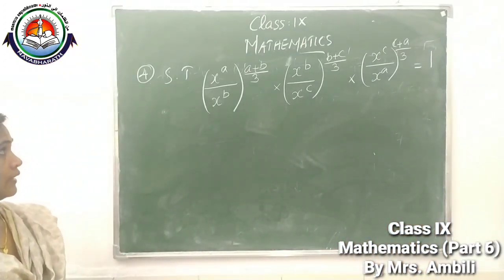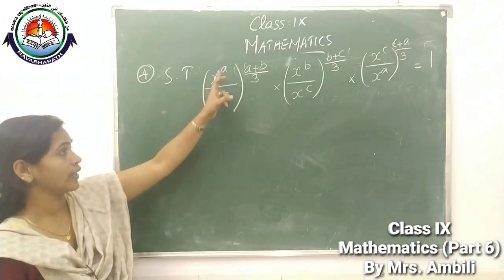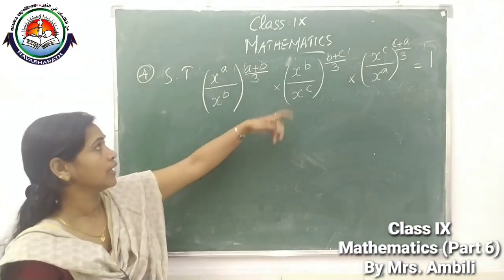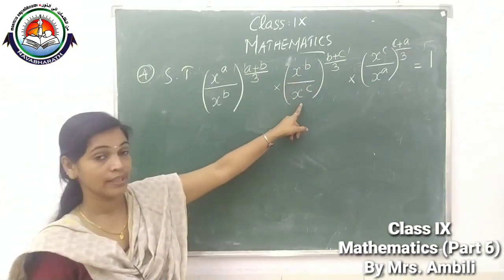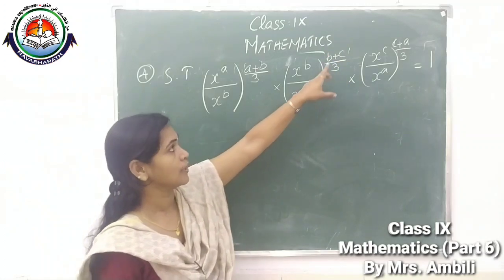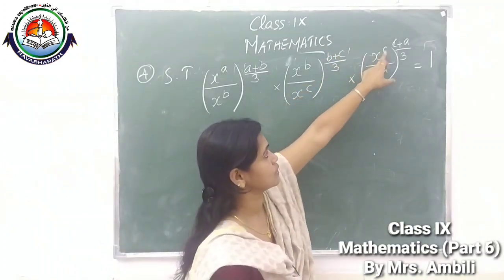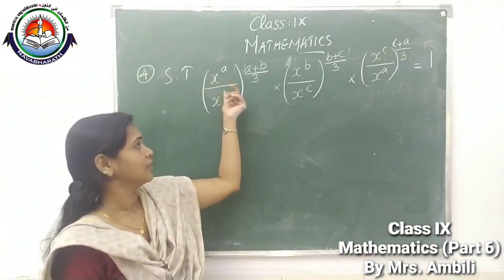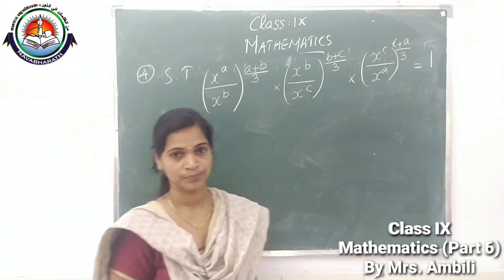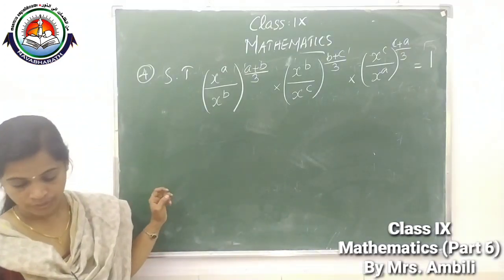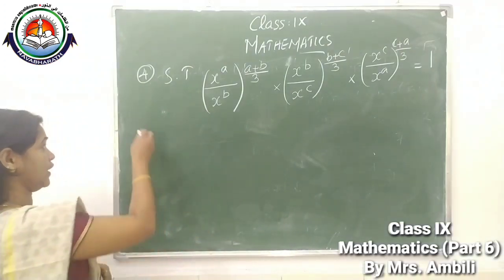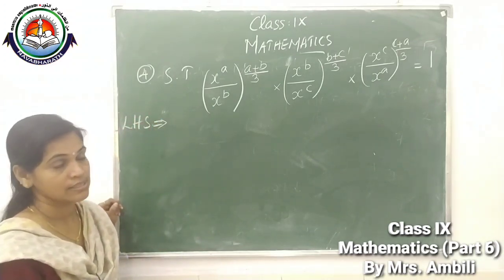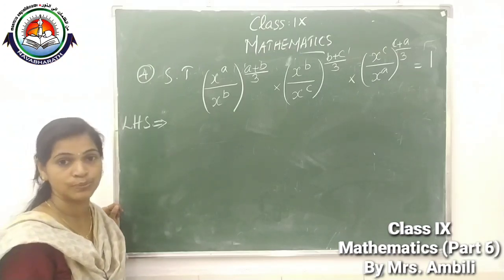Look at our question. Show that (x^a / x^b)^((a+b)/3) × (x^b / x^c)^((b+c)/3) × (x^c / x^a)^((c+a)/3) = 1. Laws of exponents we need to use here. So, first we need to take the LHS. What is our LHS? x raised to a by x raised to b.